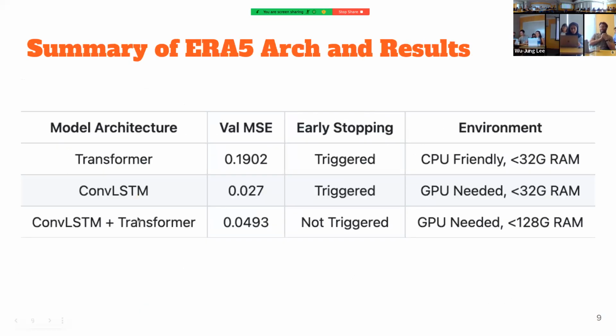Here is the result summary of using the ERA5 dataset. You can see that although the convolutional LSTM and transformer combination model has potential, it's very computationally expensive. So we recommend using the convolutional LSTM, which has a smaller validation MSE.